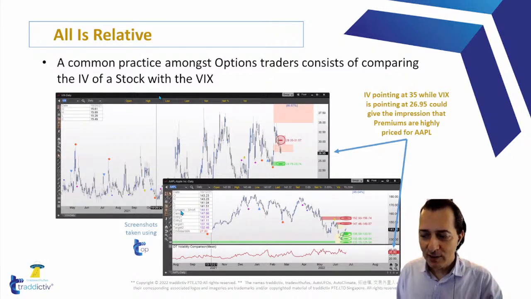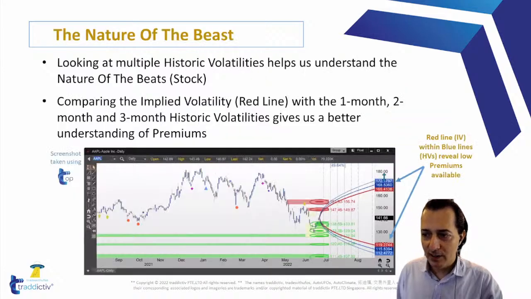The VIX represents the S&P 500. It does not represent the beast. Who is the beast? Apple. So let's look at the historic volatility for Apple. Now I'm plotting it with a cone, which is a different way to plot it, but basically it's the blue lines.